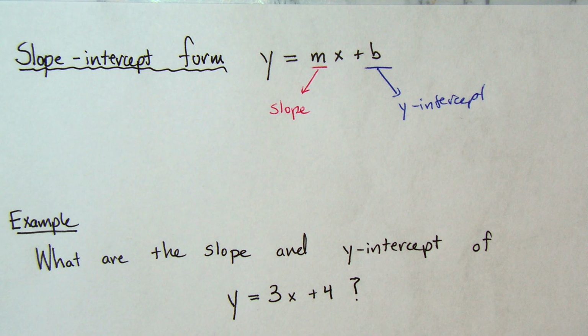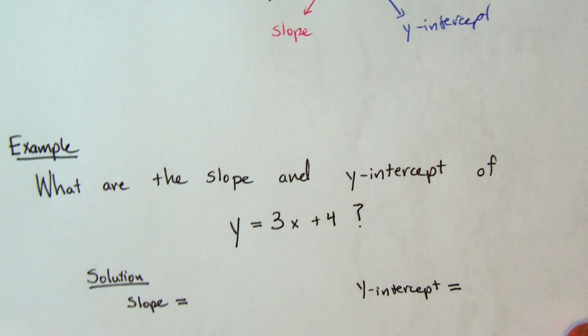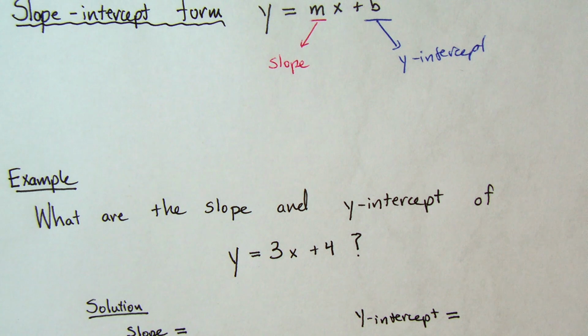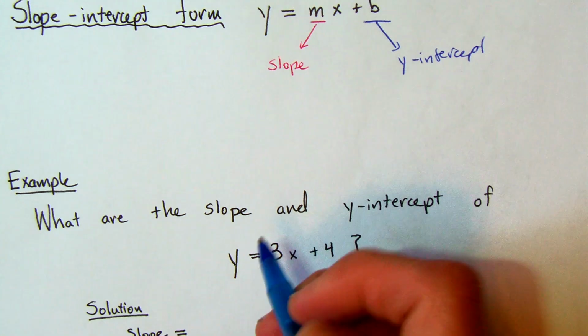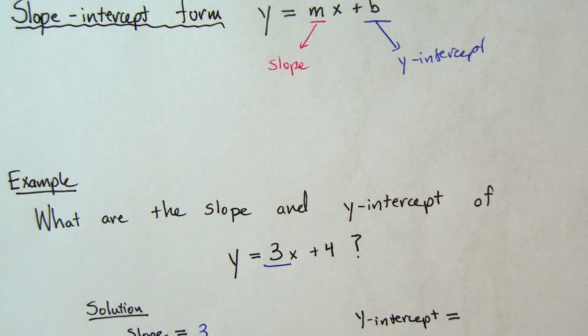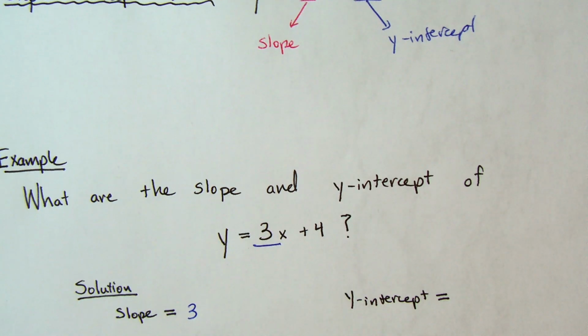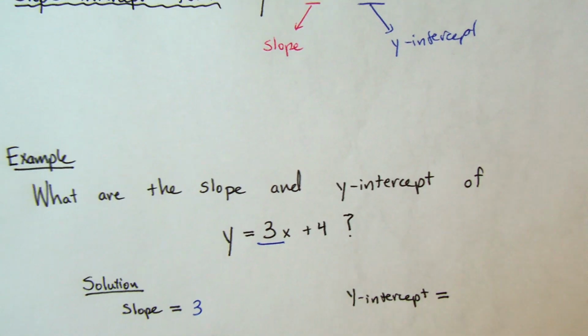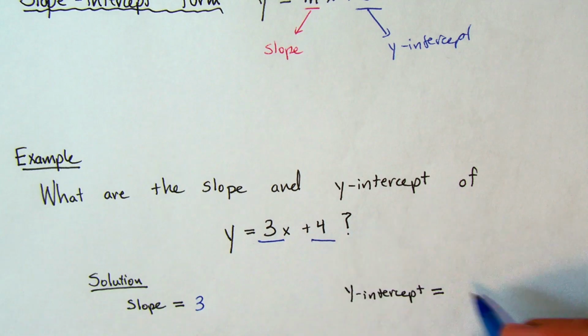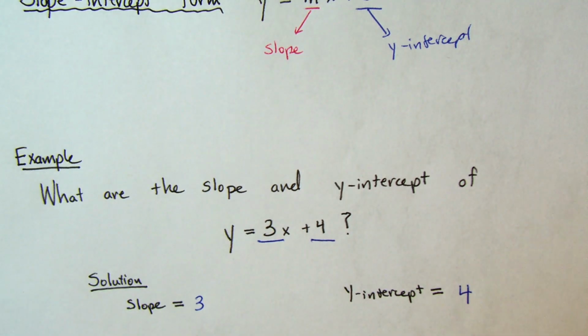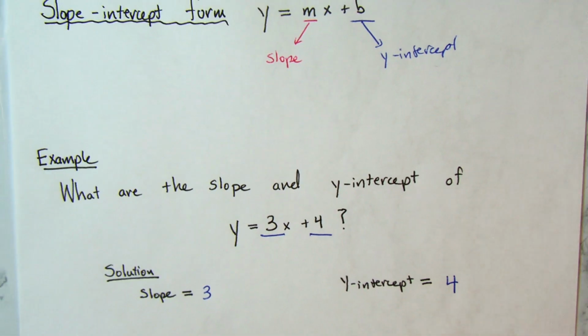First, what's the slope? Okay, next, what's the y-intercept? Alright, if you just follow this pattern, m is our slope, so that means that the slope is 3, the number in front of x, and the y-intercept is 4, positive 4. Alright, makes sense? I hope so.